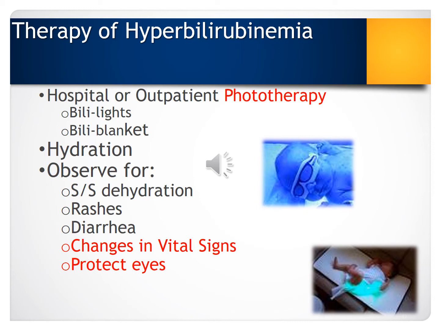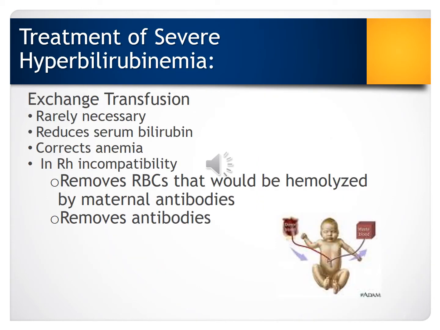In severe cases of hyperbilirubinemia, blood exchange transfusions can be performed. And again, these are high risk newborns in situations where there had been Rh incompatibility, and we'll get into that, and it'll make more sense after we go through these next couple of slides.